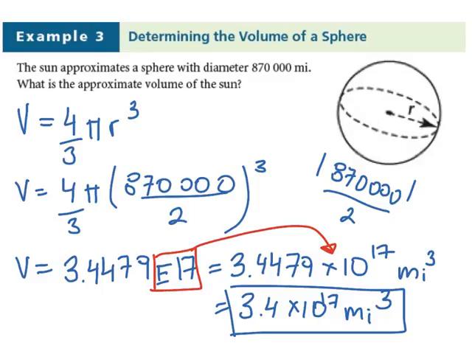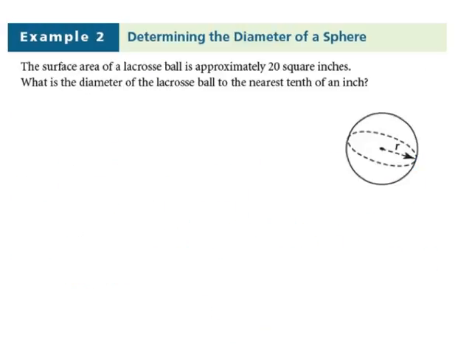Now we're going to go back to example 2. The surface area of a lacrosse ball is approximately 20 square inches. What is the diameter of the lacrosse ball to the nearest tenth of an inch? In this question, the surface area is already given to us. And the question is, how do we use the surface area to find the diameter of the lacrosse ball?